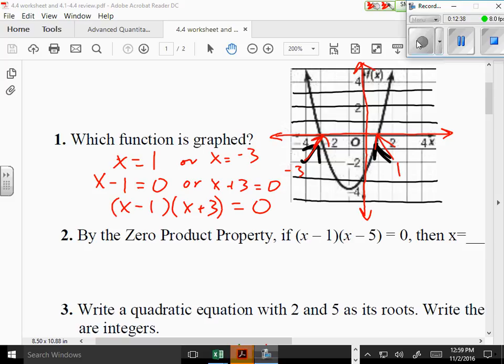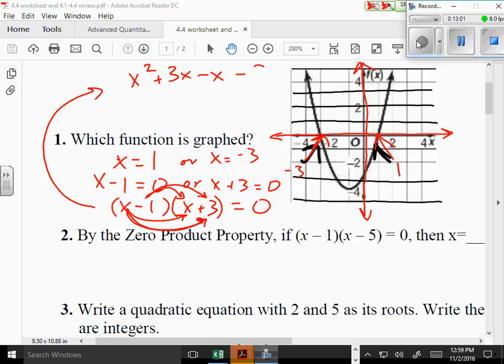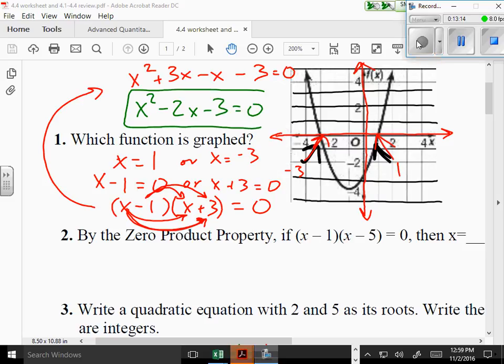And then you can FOIL. I'll go back up to the top here. Get x squared plus 3x. There's x squared, there's the 3x, minus x, minus 3. So then in the middle, that's equal to 0. x squared plus 2x minus 3 equals 0. Oh, plus 2x.